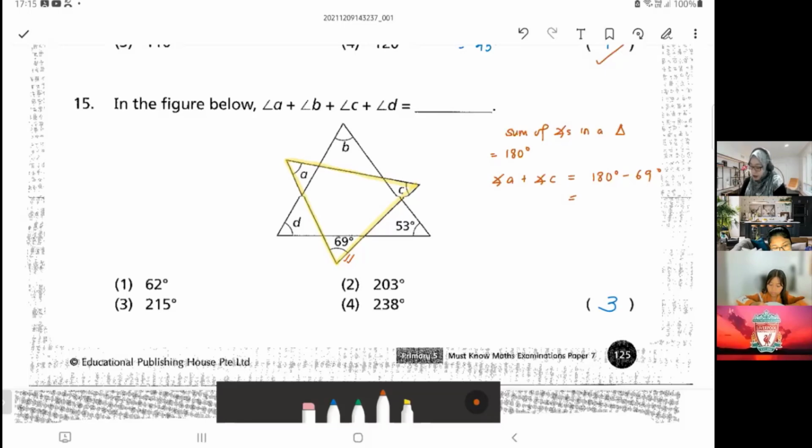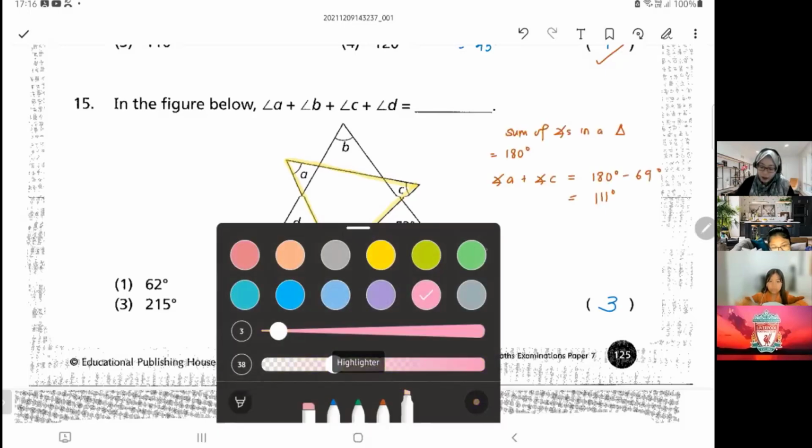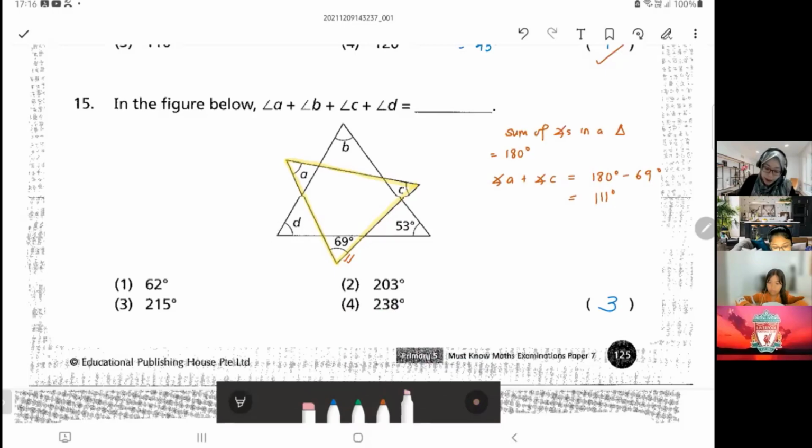180 minus 69 is 111. 111 degrees. Am I happy with this? No, it's not settled yet. Let's look at the next triangle, the one that I'm going to label in pink. Okay, highlight in pink. Can you see this triangle? The same rule, right?